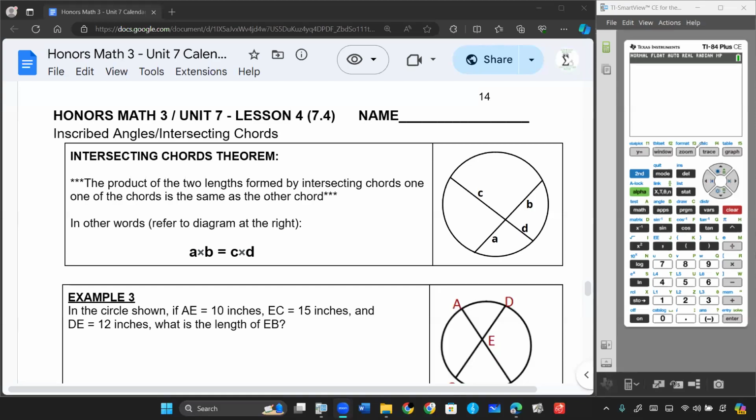Hey everyone, this video is going to be talking about the intersecting chords theorem. In any circle, if you draw two chords, chords are segments that connect one point of the circle to the other. It can be a diameter, but it doesn't have to be. What's going to happen is you can measure their distances, okay?